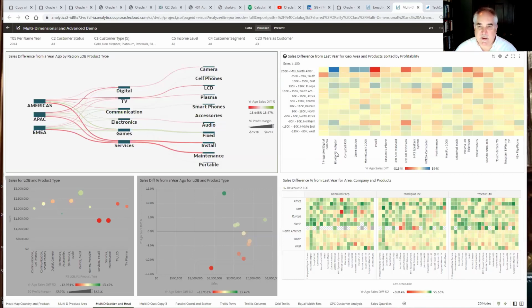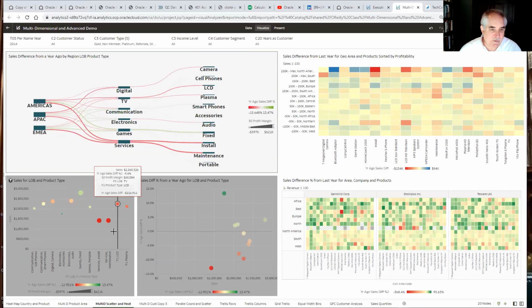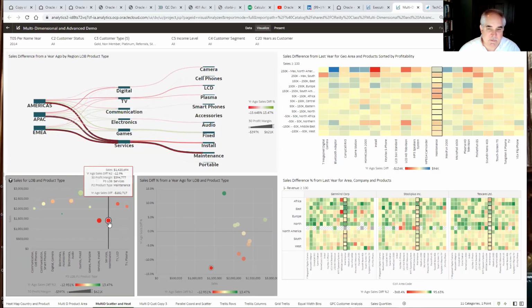Here it is on an aggregate basis. Here it is broken out by company. And then if we want to look at it by products, how is this product doing in terms of sales and the difference, and also we get a sense of the profit margin, we can immediately find out where that is coming from.